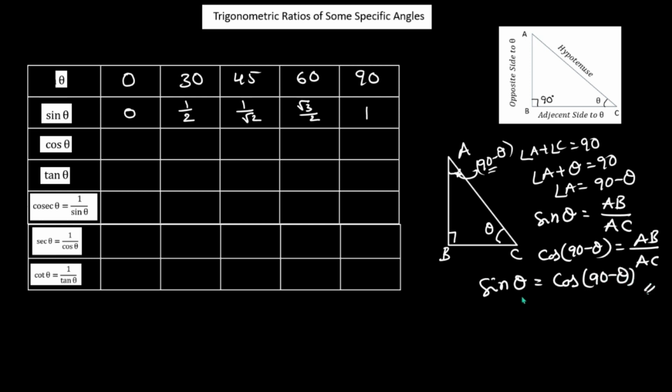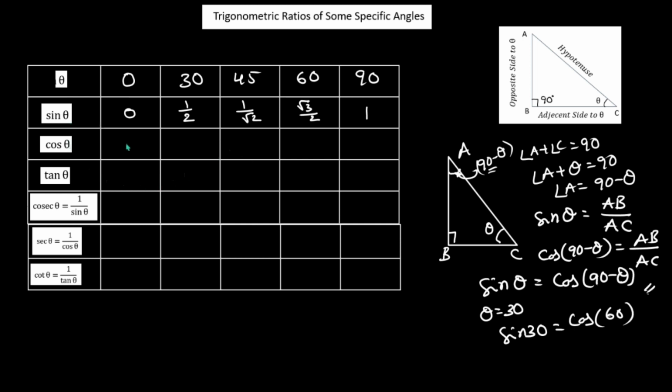For example, when you put theta equal to 30 degrees, sin 30 is equal to cos of 90 minus 30, which is 60. So sin 30 becomes cos 60. Similarly, you can take everything. Cos becomes the reverse of the sin. We just need to subtract from 90 degrees and see.